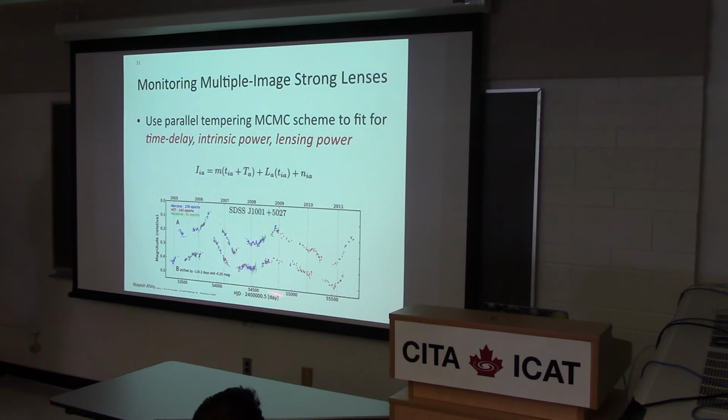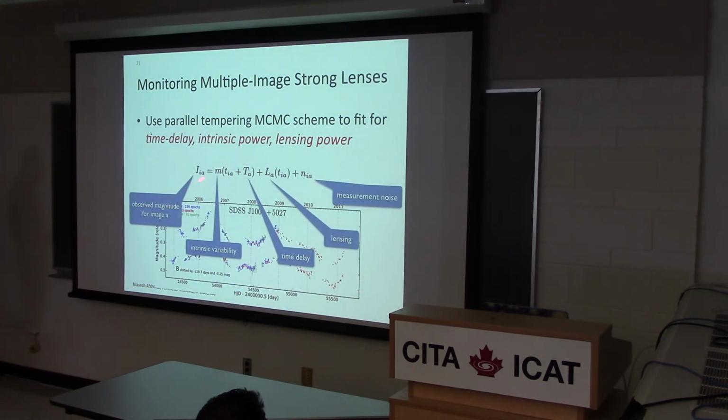These are two light curves from the COSMOGRAIL survey. This quasar was detected by SDSS, and it's been followed up by the COSMOGRAIL survey for many years. It's part of, I think, half a dozen multiple-image quasars that have been followed. So my idea is that this brightness that you see, this is what you observe as magnitude.